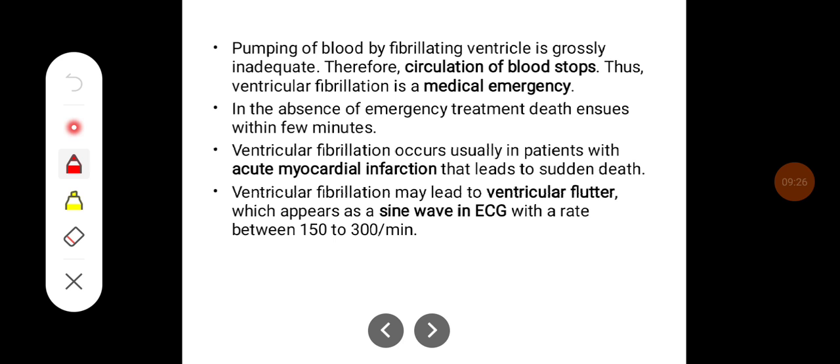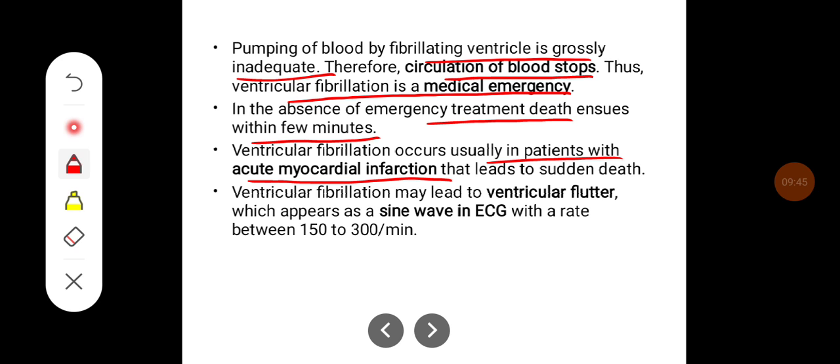Pumping of blood by a fibrillating ventricle is grossly inadequate. Therefore, circulation of blood stops. Thus, ventricular fibrillation is a medical emergency. In the absence of emergency treatment, death ensues within a few minutes. Ventricular fibrillation occurs usually in patients with acute myocardial infarction and leads to sudden death. Ventricular fibrillation may lead to ventricular flutter, which appears as a sine wave in ECG with a rate between 150 to 300 per minute.